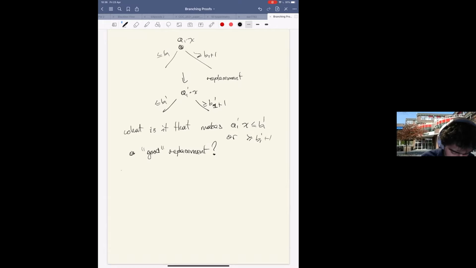So what's really going to happen, I think it's useful to look at the form of what A1 prime is going to look like, and then it'll be more clear what we might need. So it'll turn out that A1 prime is going to look something like this.